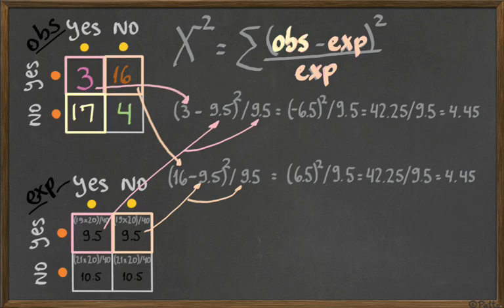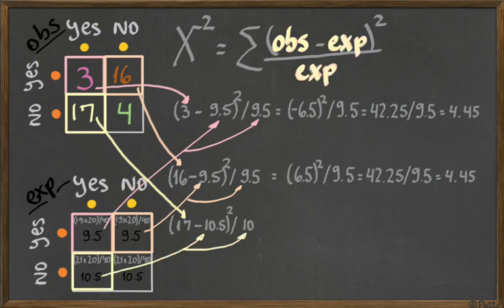Let's do another square now. So now I'm going to be using that one there on the bottom left. 17 minus 10.5 to the power of 2 divided by 10.5. So this is going to be 6.5 to the power of 2 divided by 10.5, which equals 42.25 divided by 10.5, which equals 4.02.